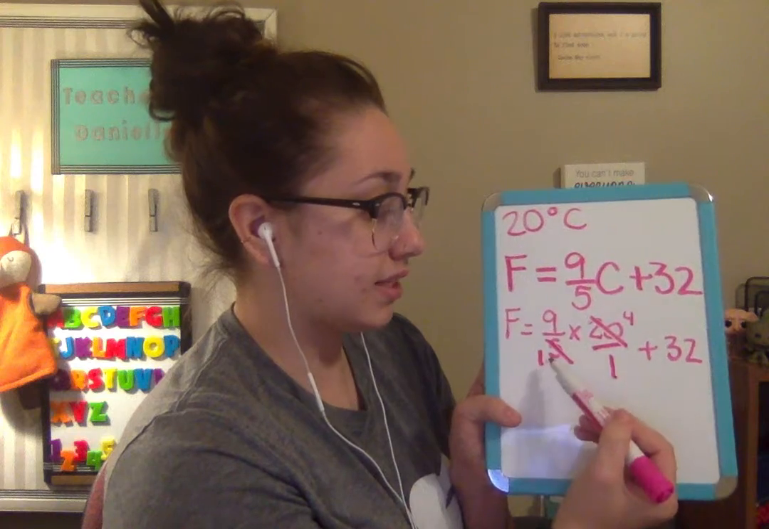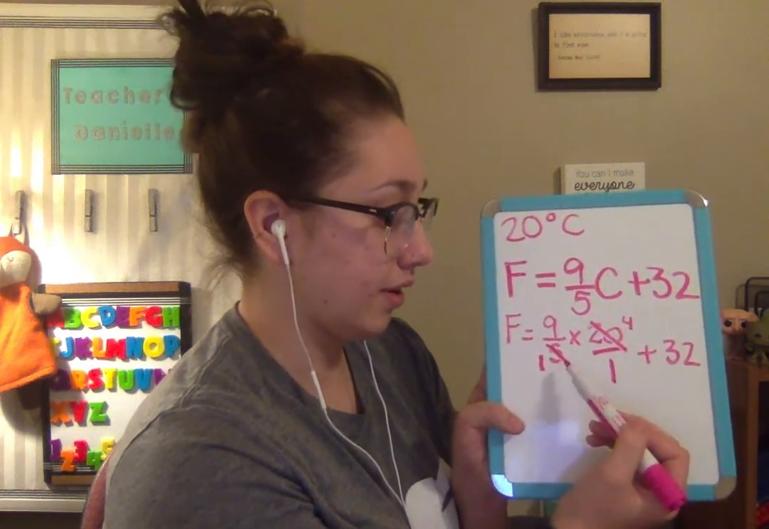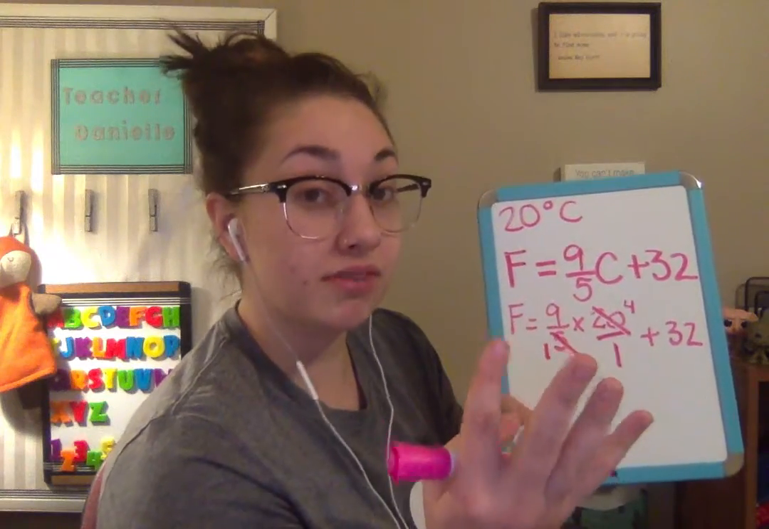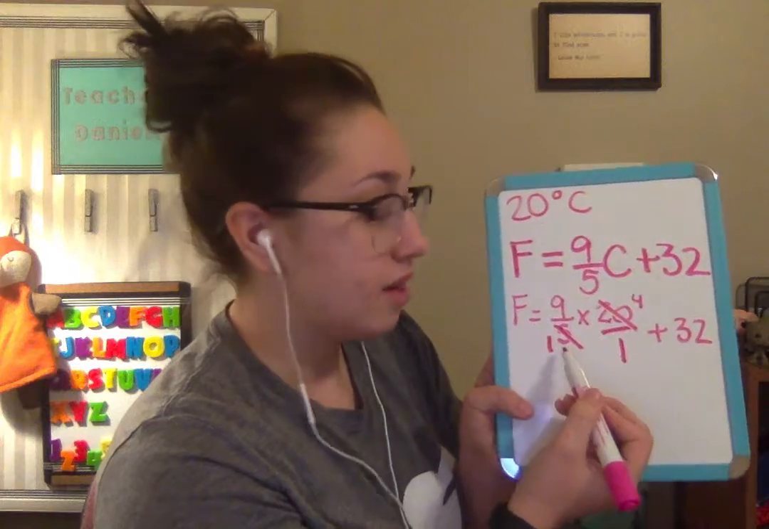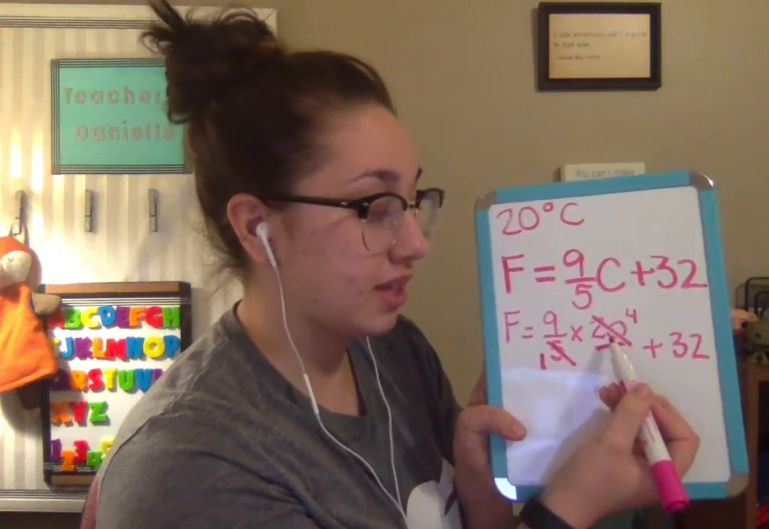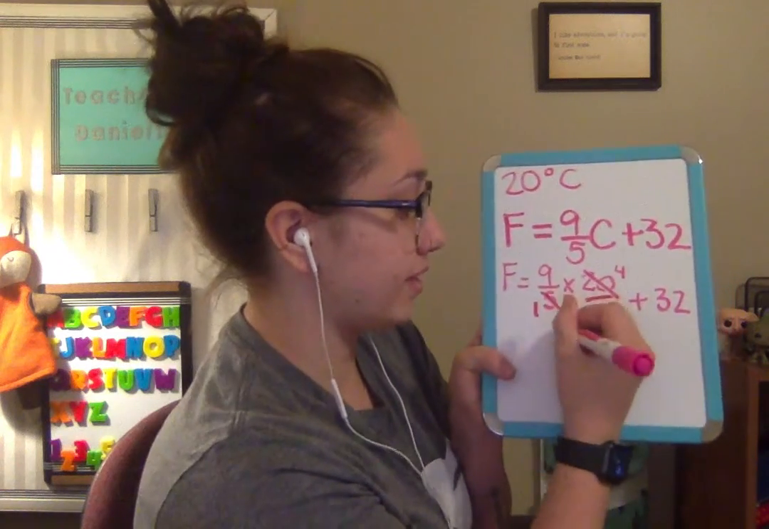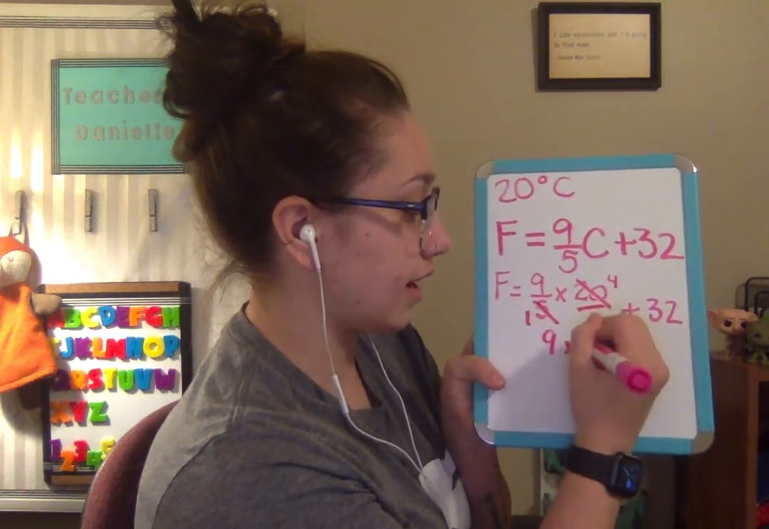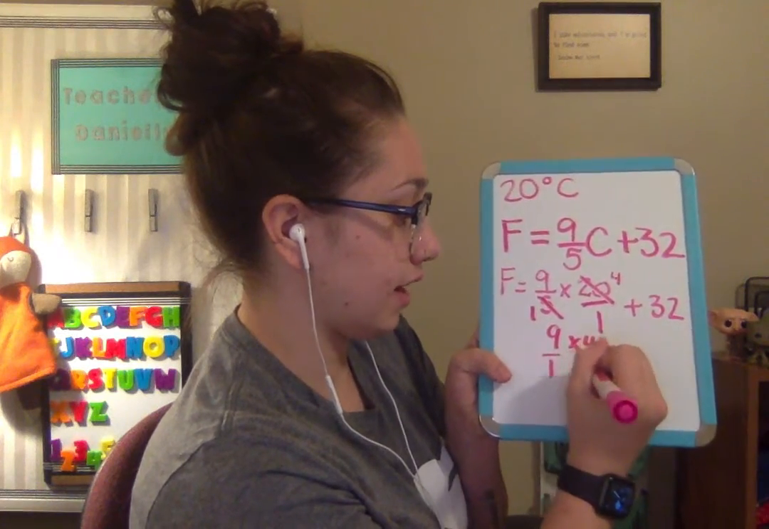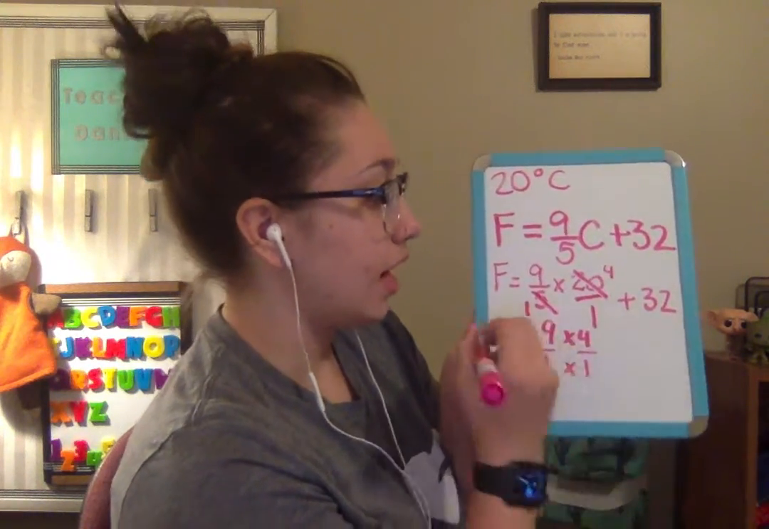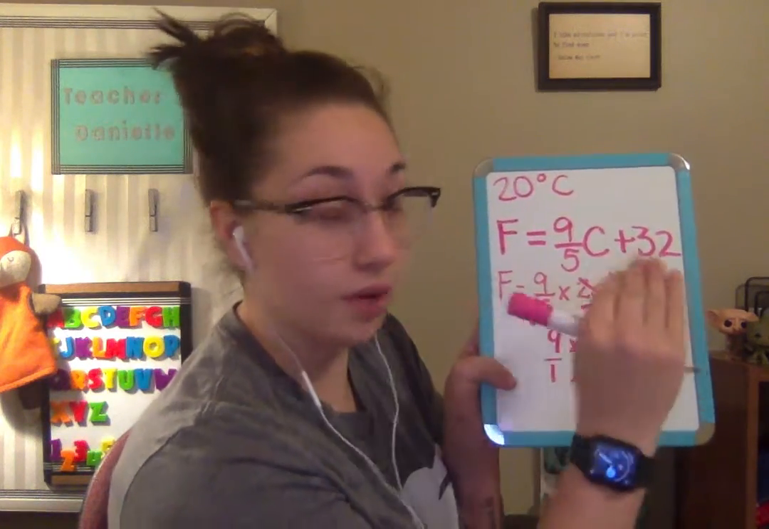So this is my cancellation process. I'm going through and I'm seeing, can I divide both these numbers by the same number? And the biggest number that I'll be able to divide by, if I can, is by this bottom number. And in this case, I can, because both 5 and 20 are divisible by 5. So now I have, let me rewrite this fraction, 9 times 4 on the top, and then 1 times 1 on the bottom. And with multiplying fractions, once I have them both as fractions, I can just go across.